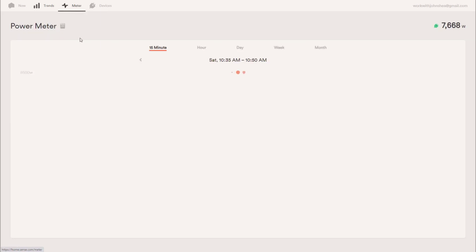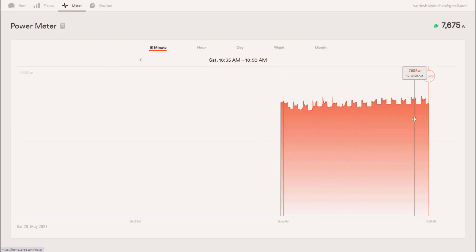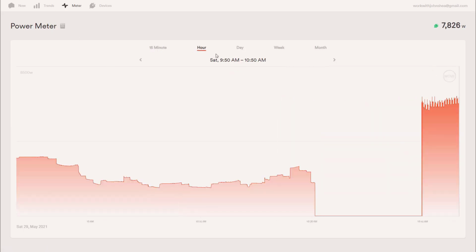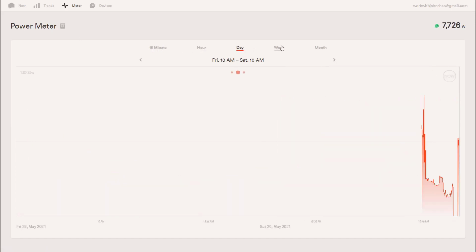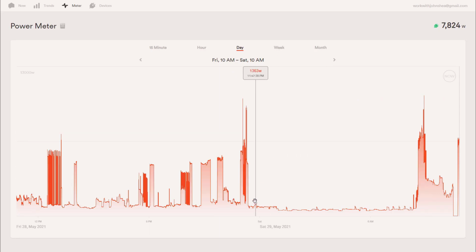If I go over to the meter, I can see an activity log of what's happening now, and I can drill this down by minute, hour, day, as well as week. So this really gives me good statistics. You can see here there was a massive spike at 11 o'clock at night. This is probably when my wife decided to run the dryer and clean some clothes.